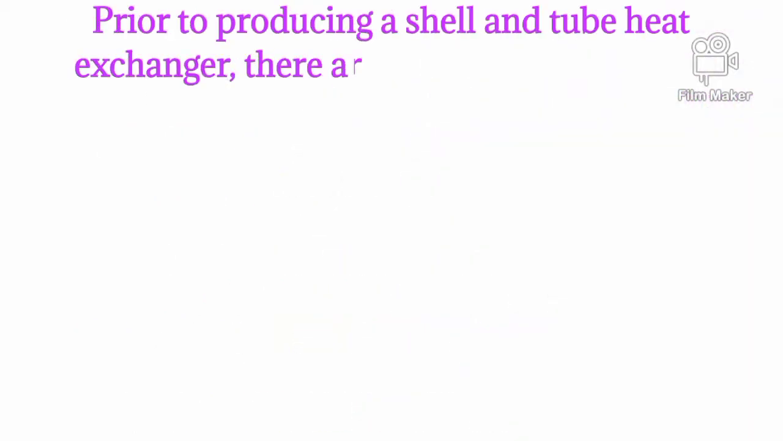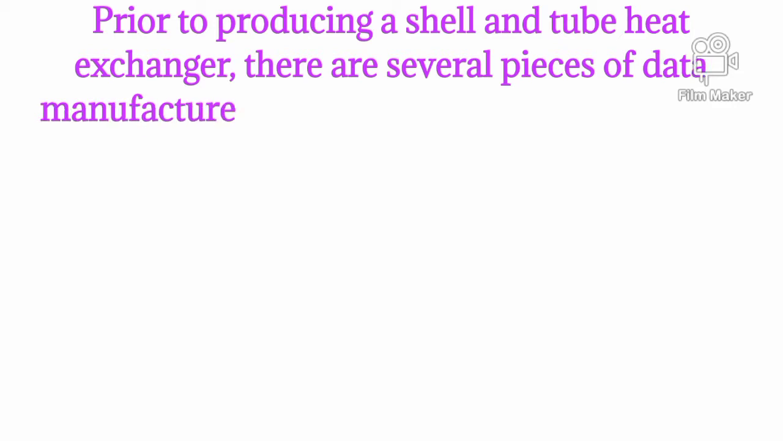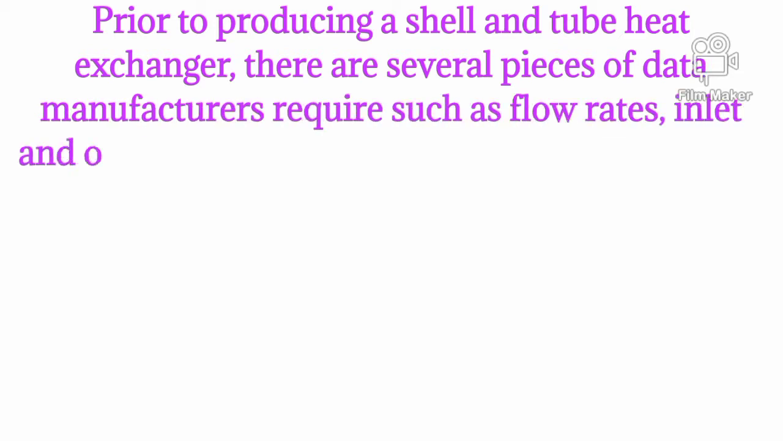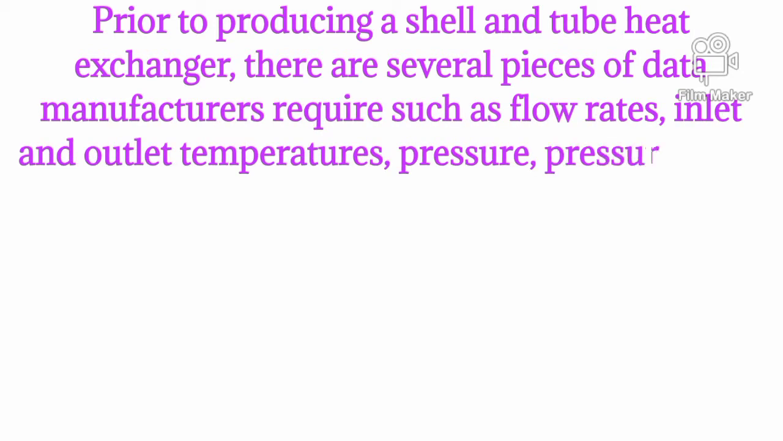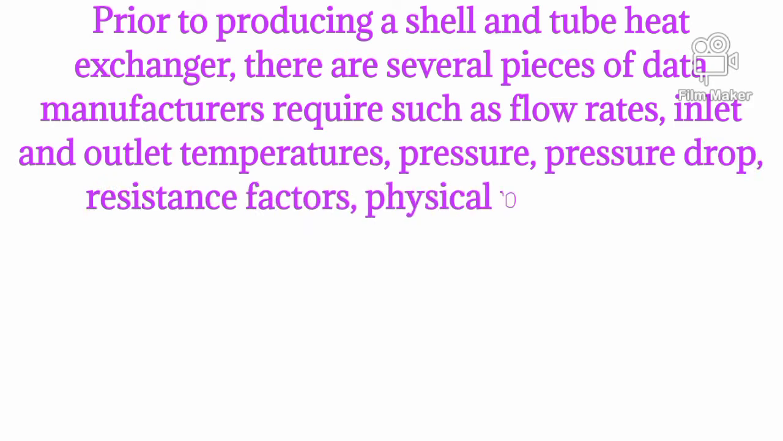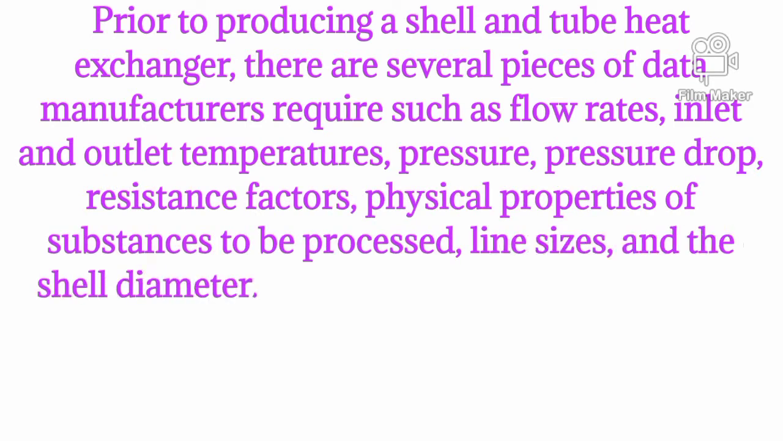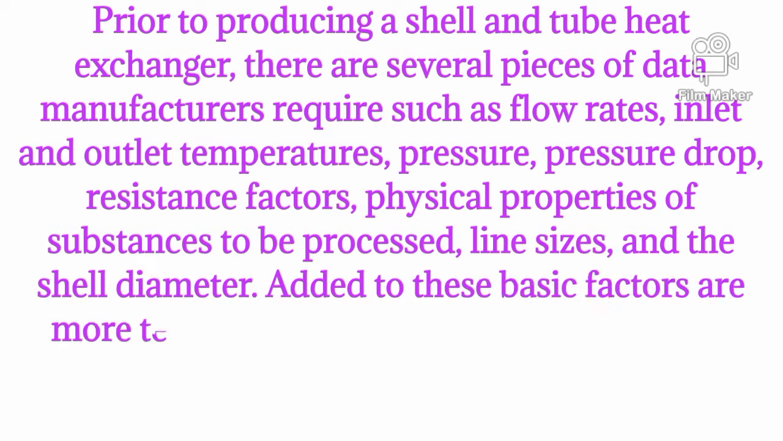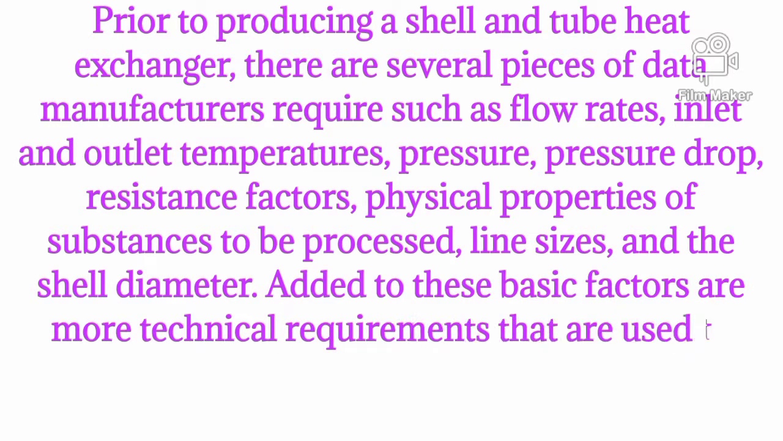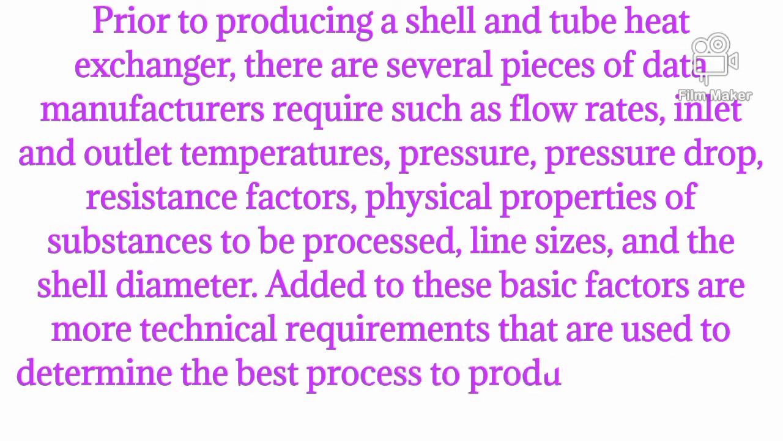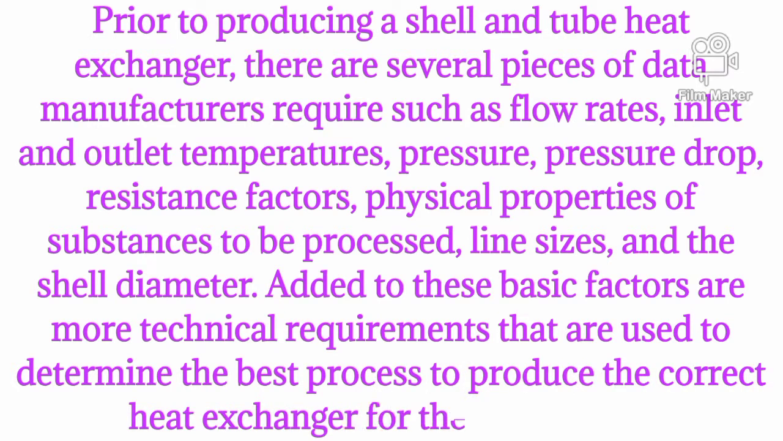Prior to producing a shell and tube heat exchanger, there are several pieces of data manufacturers require, such as flow rates, inlet and outlet temperatures, pressure, pressure drop, resistance factors, physical properties of substances to be processed, line sizes, and the shell diameter. Added to these basic factors are more technical requirements that are used to determine the best process to produce the correct heat exchanger for the application.